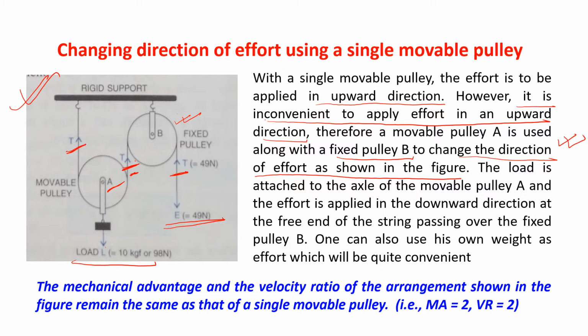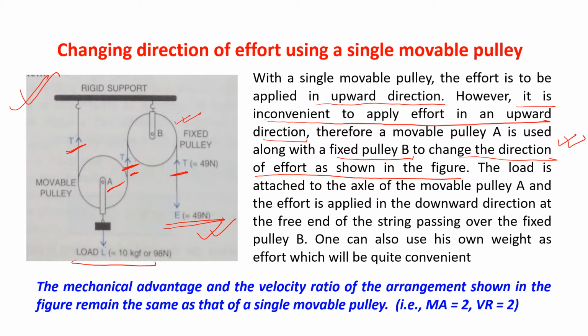The load is attached to the axle of a movable pulley A, as I told you, and the effort is applied in the downward direction. See here in the figure. At the free end of the string passing over the fixed pulley B, one can use his own weight as effort, which will be quite convenient. You can use your own weight as effort. That means you can pull the rope, pull the string.